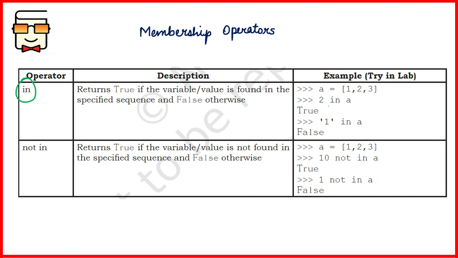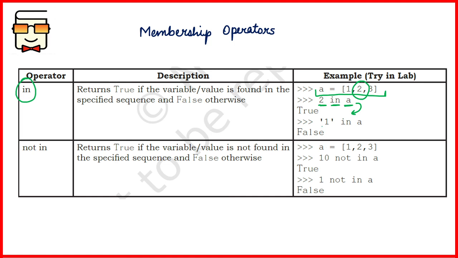So if we have a list, which is a sequence data type or a collection of items, and it contains 3 items, 1, 2 and 3, then when we check whether 2 is present in this list A, the result of this operator would be true, because 2 is a member of this particular collection named A.